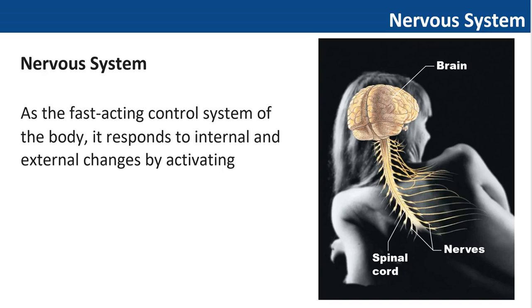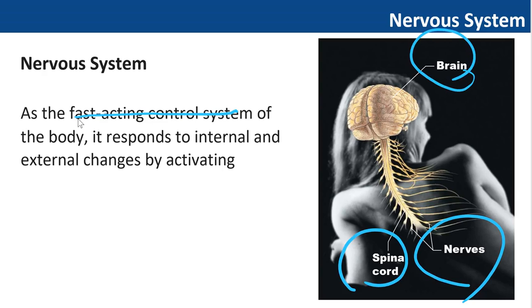The next system is the nervous system. The nervous system is the body's fast-acting control system. It consists of the brain, spinal cord, and nerves. The body must be able to respond to stimuli coming from outside of the body or inside of the body. The stimuli coming from outside of the body, such as light, sound, or changes in temperature, or the stimuli from inside of the body, such as decreases in oxygen or stretching of tissues. These are some examples of the function of the nervous system.